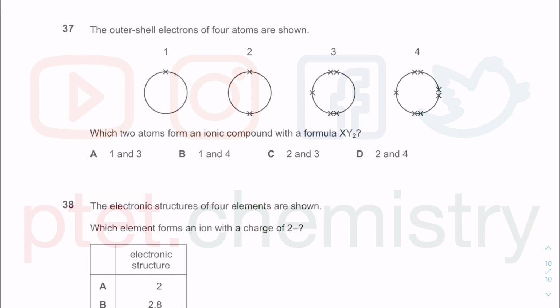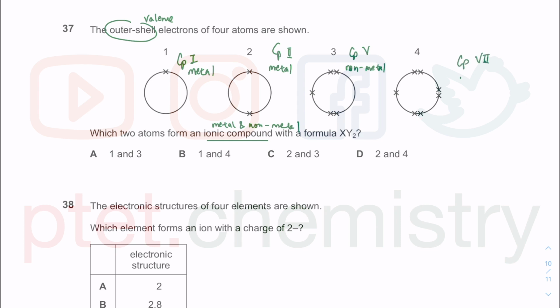Question 37, so you want an ionic compound. Ionic compound is between metal and non-metal. So let's have a look at the outer shell, which is to do with valence. Here you have 1 outer shell electron, here you have 2 outer shell electrons, so this is a group 1 metal, this is a group 2 metal. And 2,5, this is a group 5 non-metal. And last but not least, you have 2,7, this is a group 7, and it's also a non-metal.